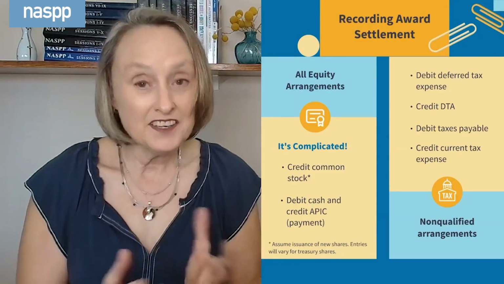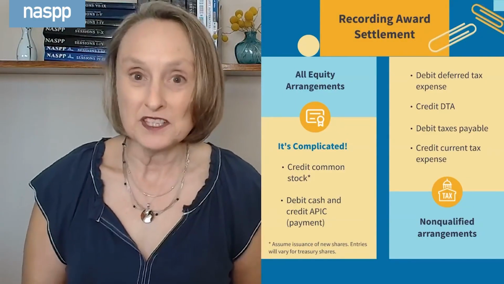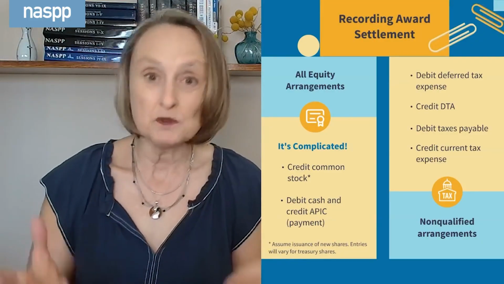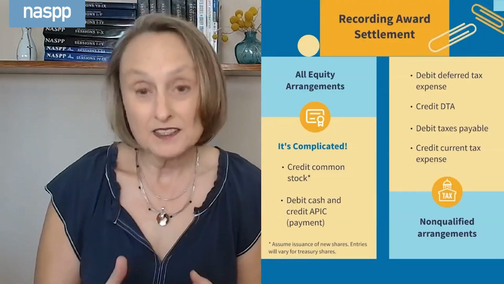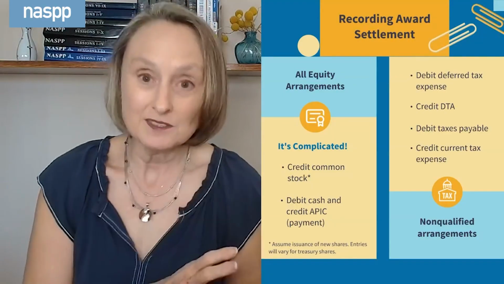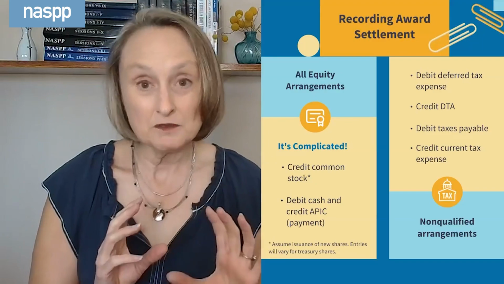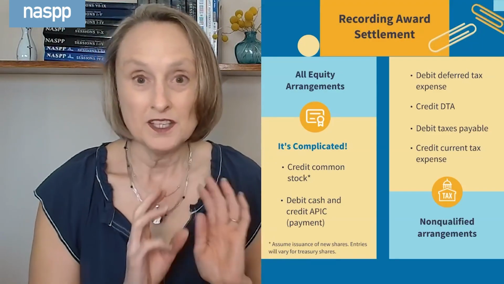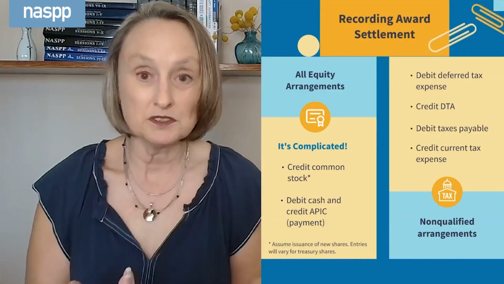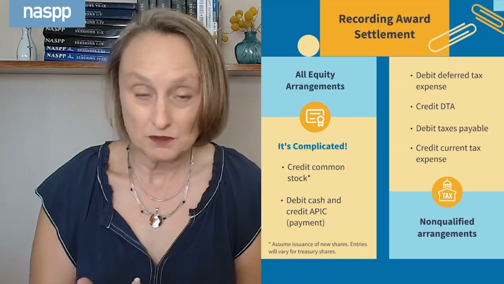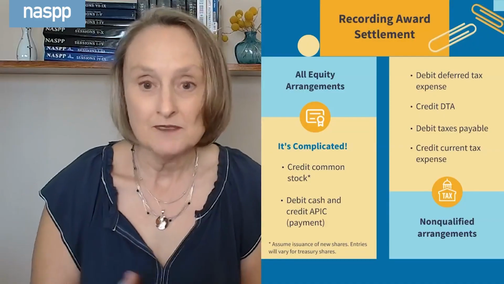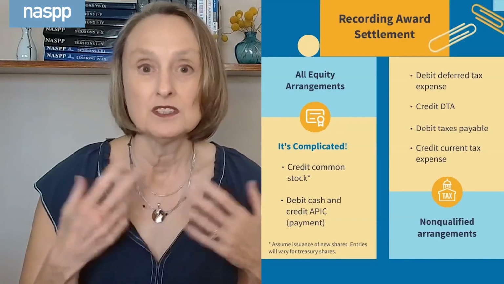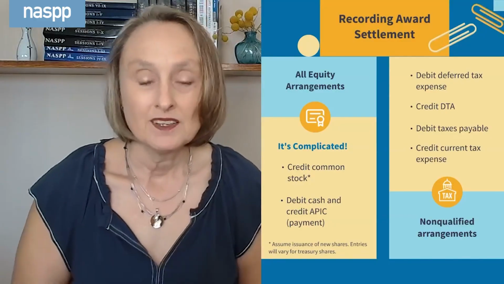Now, here again, if this is a non-qualified arrangement, we also need to account for the tax deduction. At this point, we're actually going to be able to recognize the tax deduction that we estimated earlier. So the first thing we have to do is write off that earlier estimate that we recorded. And we'll have two entries to do that. We will debit deferred tax expense, which writes off that deferred tax benefit. And then we will credit our deferred tax asset account, which writes off that DTA.